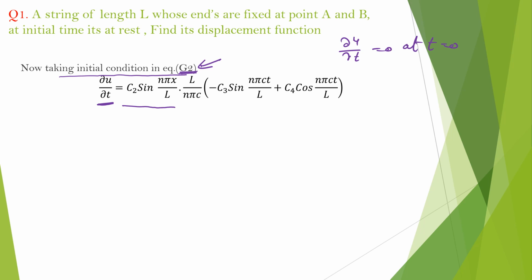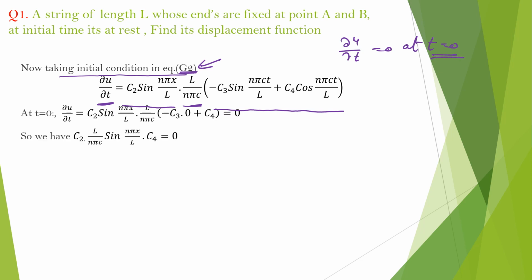Then the inner part is differentiated. We have the constant n pi c upon L, and minus C3 sin n pi ct by L plus C4 cos n pi ct by L. Now we have to substitute t equal to 0. At t equal to 0, del u by del t is equal to this, and we get the value C2 into n pi c upon L sin n pi x by L into C4 is equal to 0.